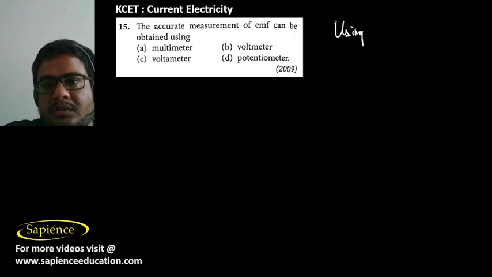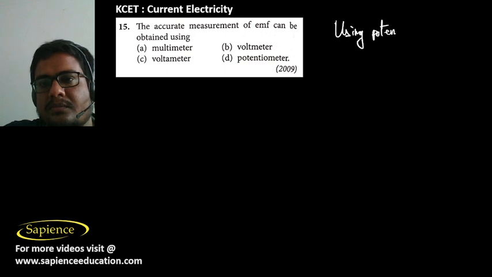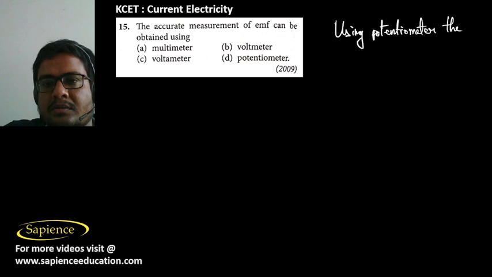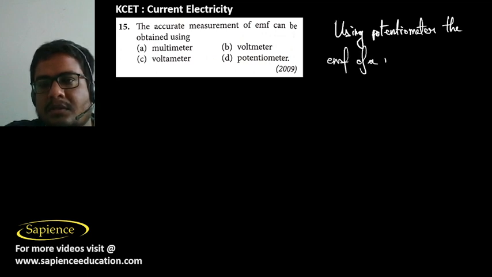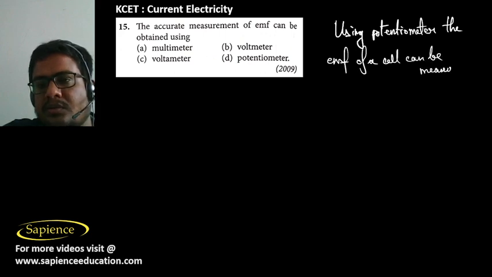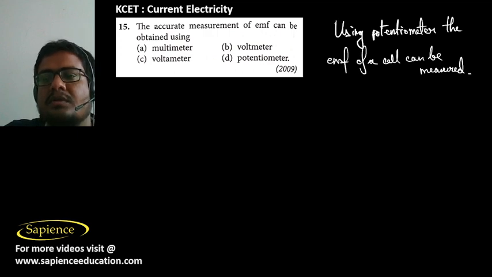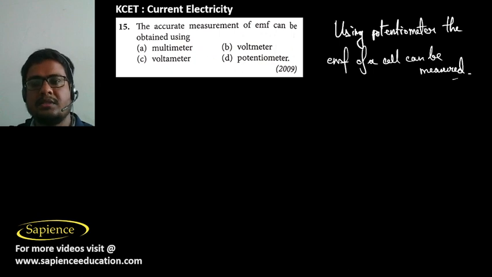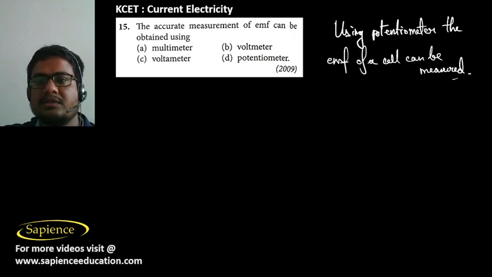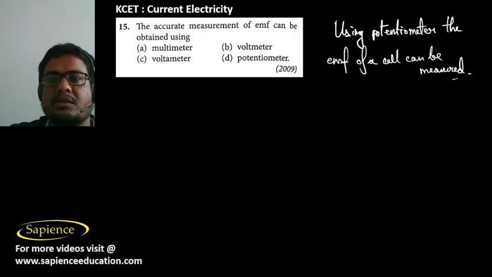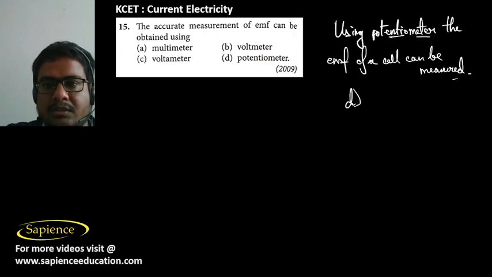The rule is that using potentiometer, the EMF of a cell can be measured, and its ratio can be found also. Ratio of the EMFs of two cells can be found, and the value of the internal resistance also can be measured by using potentiometer. Option D is the correct answer.